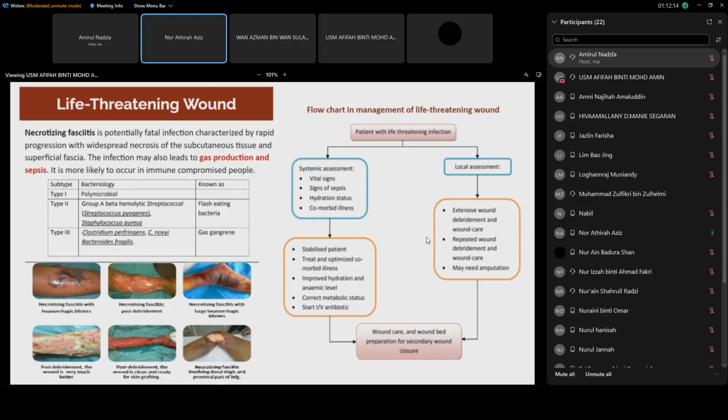And if there is still no progression of healing, amputation might be one of the treatments of choice.